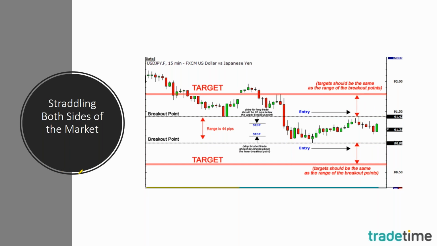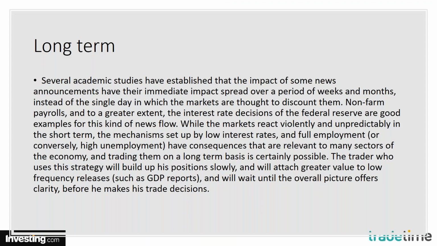In other words, you're not using lots of technical indicators. You're using this in combination with fundamental analysis: what the event is, when it's being released, and you can tell that from the economic calendar. But several academic studies have established that the impact of some news announcements is spread over a period of weeks or months, instead of a single day in which the markets are thought to discount them. The non-farm payroll report, and to a greater extent, the interest rate decision of the Federal Reserve are good examples of this kind of news flow.